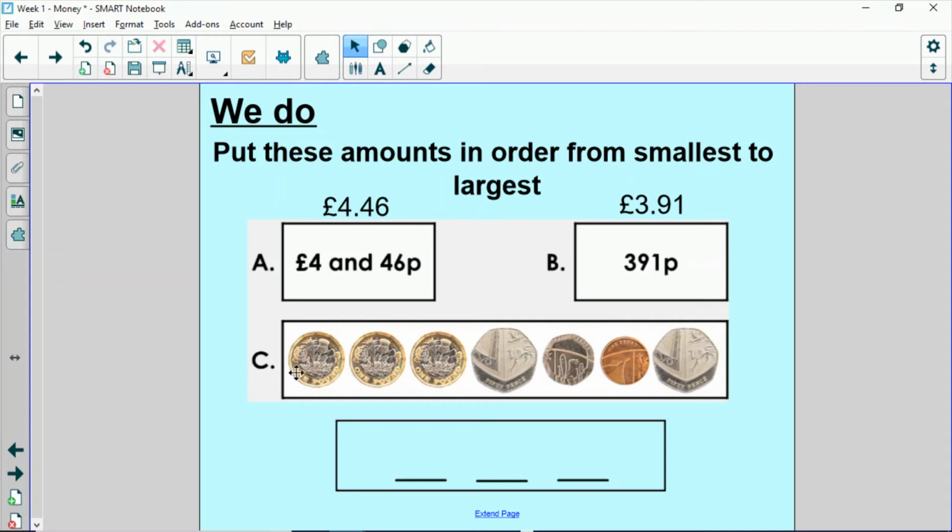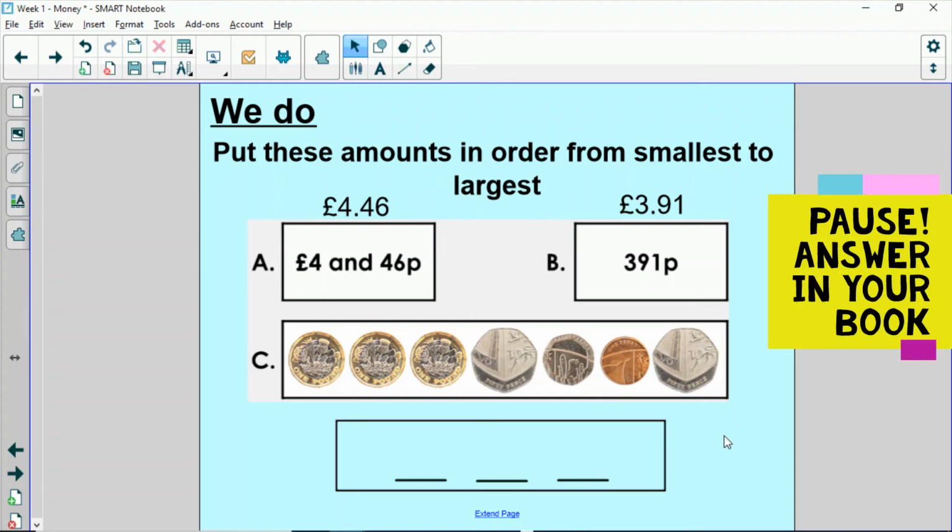What I'd like you to do now is do exactly the same for C. So think how many pounds and how many pence, and see if you can write it like I have. And then order them. I want smallest here, then the middle amount, and then the largest amount. Pause the video to try this question in your maths books now.